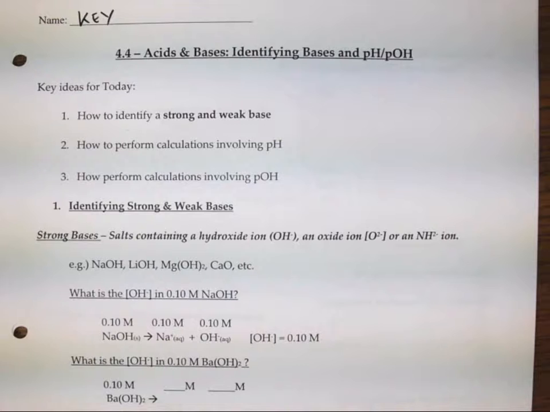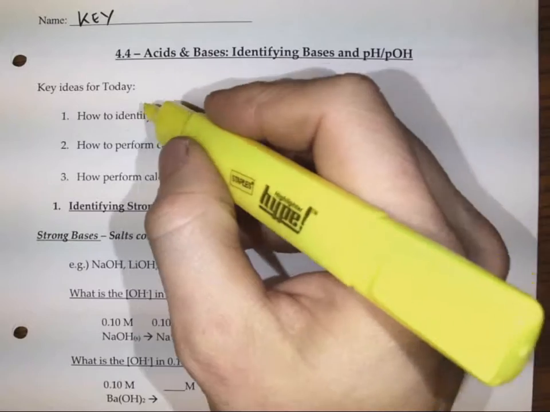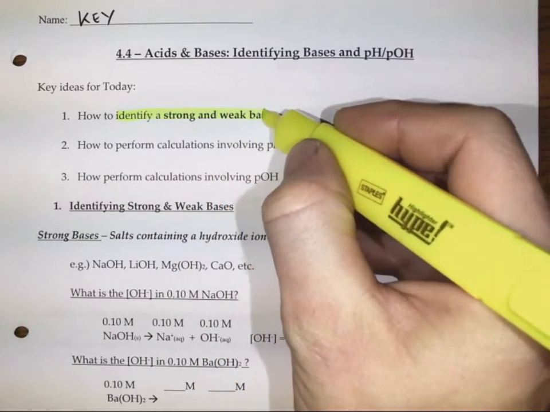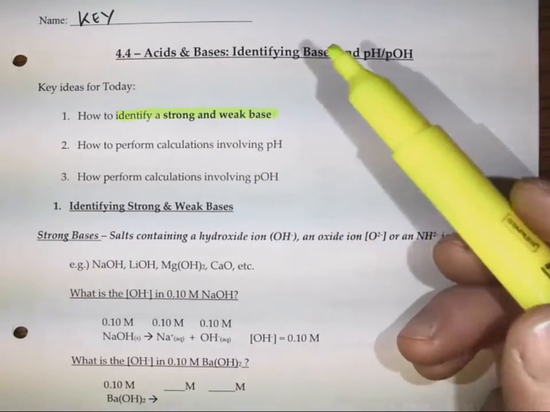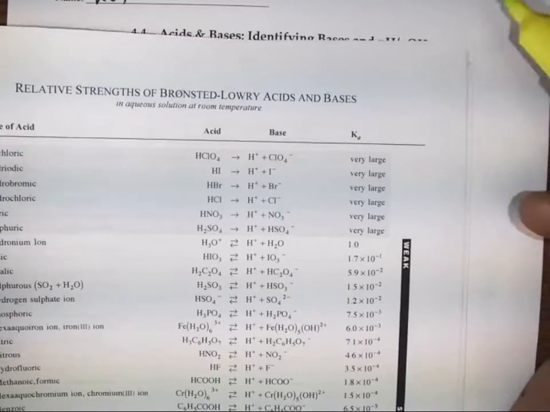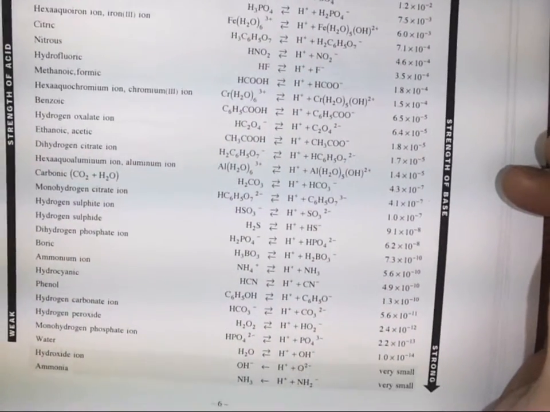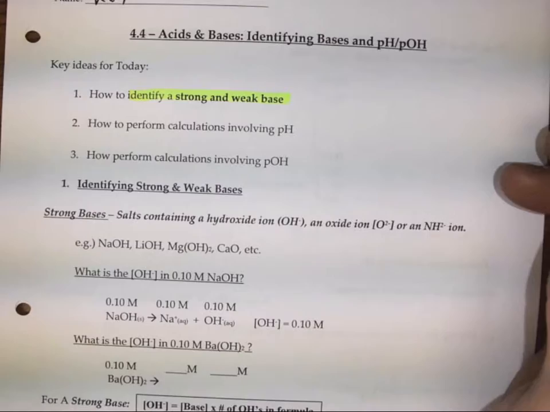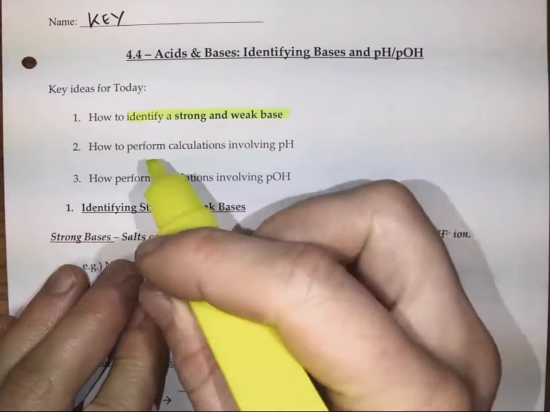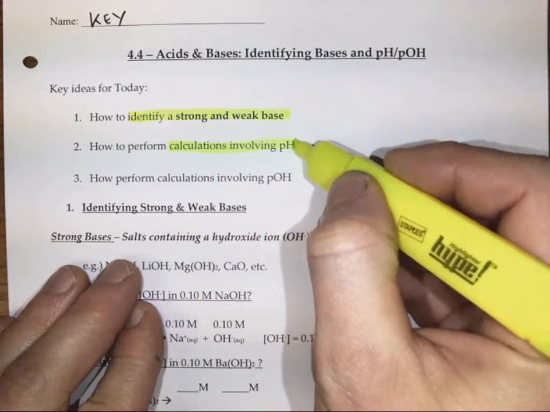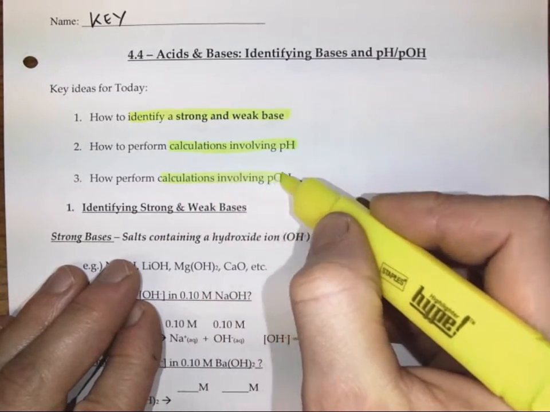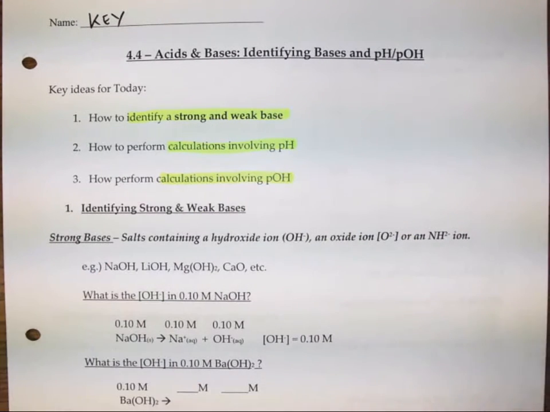All right, so order of the day here is we're going to see if we can learn how to identify strong and weak bases, how we can use our relative strength of Bronsted-Lowry acid-base sheet to figure out what bases could be. And we'll come back to that. We're also going to learn to perform calculations involving pH and also calculations involving this thing called pOH.